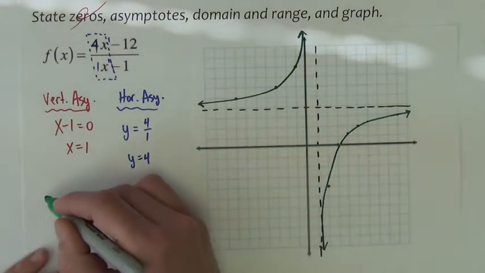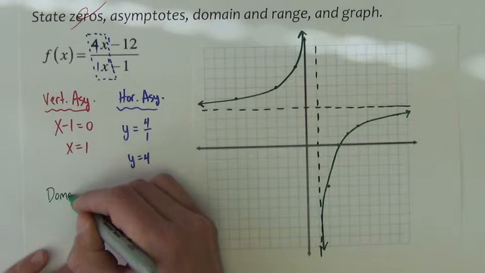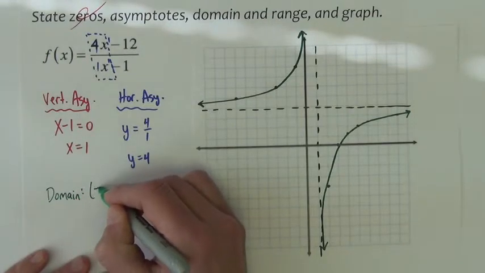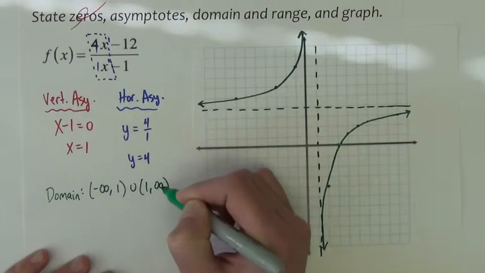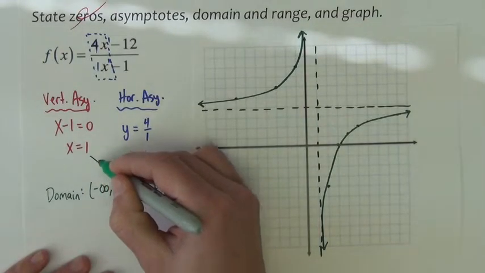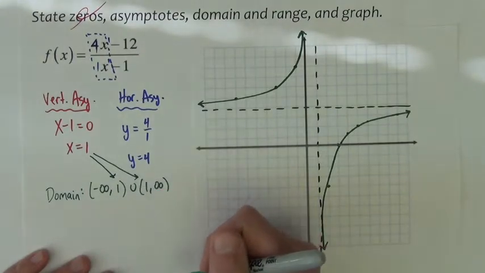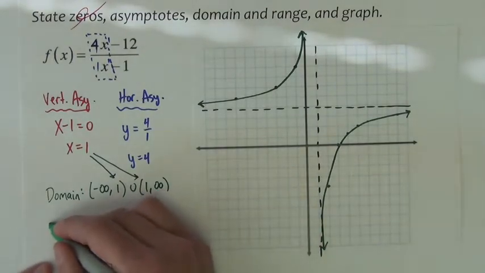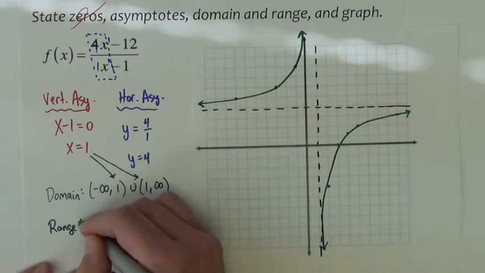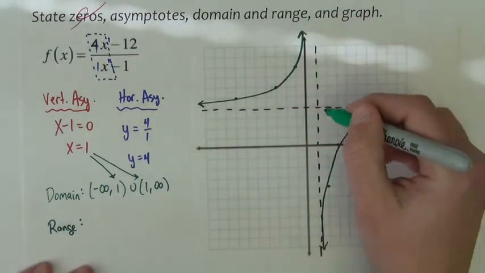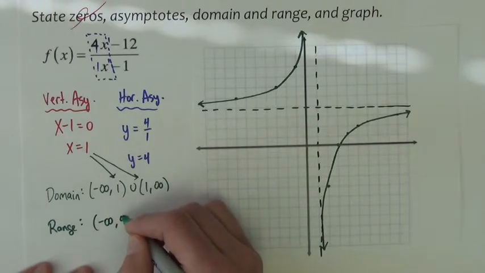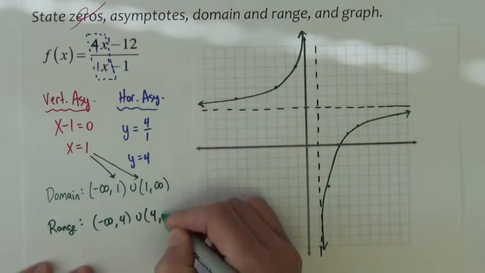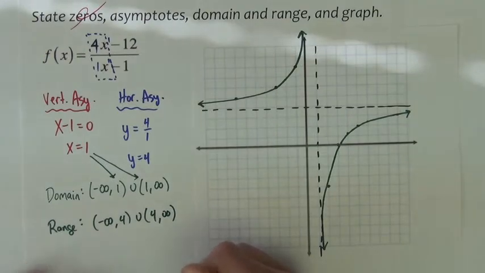Okay, domain and range. Domain is negative infinity to 1 and 1 to infinity. We always break up the domain at where the vertical asymptote was. The range, well, the range is y values, and that breaks where the horizontal asymptote is. So it's going to be negative infinity to 4, 4 to infinity. That's everything we're asked to find.